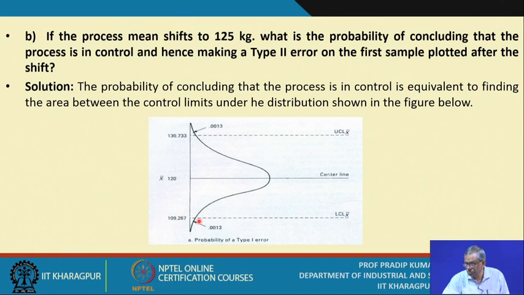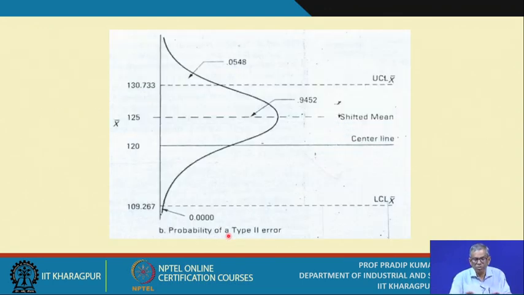So if you add these two, alpha by 2 plus alpha by 2, it becomes 0.0026. Okay. So how to compute the probability of making type 2 error? Initially it was 120. The process mean, the central value, is 120. Now it has shifted to 125.